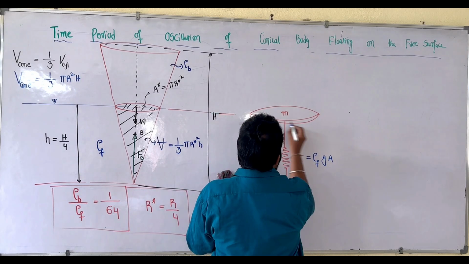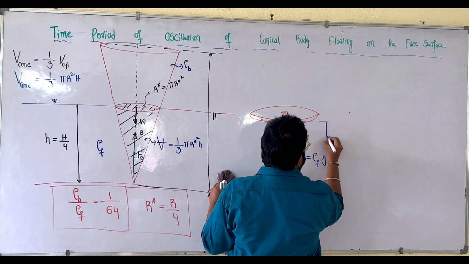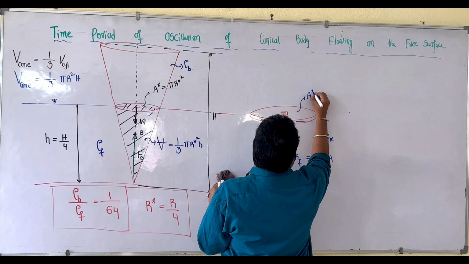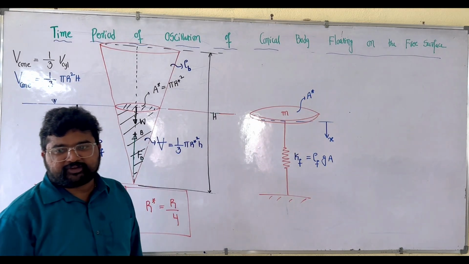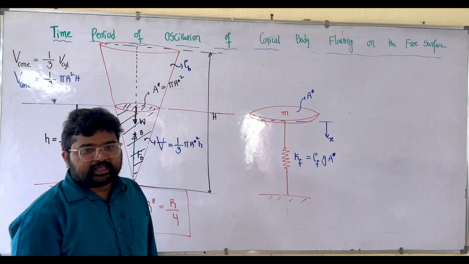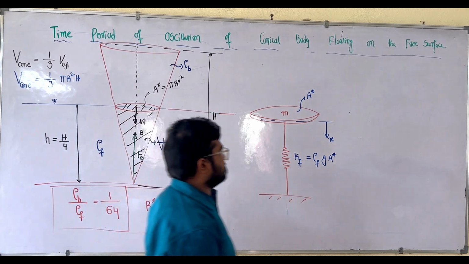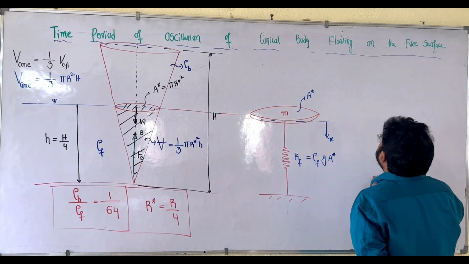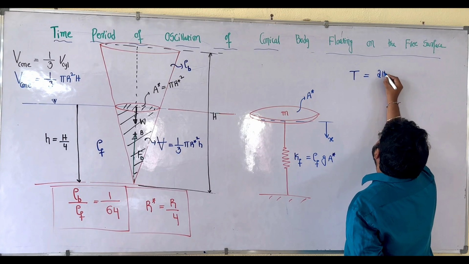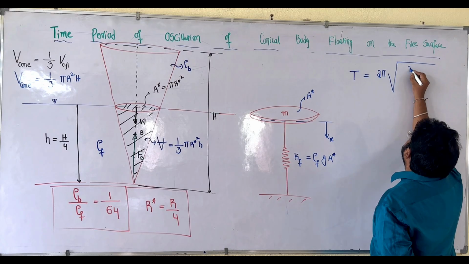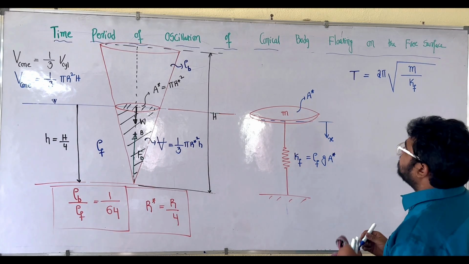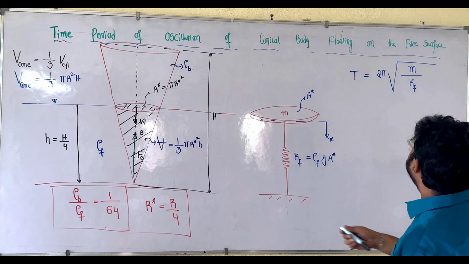Here we need to disturb the system. Area is A star, the area projected onto the free surface. Now tell me, what is the time period of oscillation? 2 pi square root of m by k fluid.